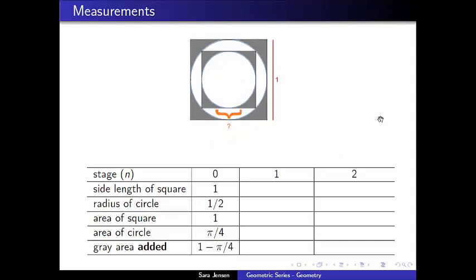Now, the process that we're going to use when we move from stage 0 to stage 1 is going to be exactly the same. We're going to need to know all of the same information: the side length of the square, the radius of the circle, and the area of the two shapes that we have added on right here. Once we have all of those variables, we'll very easily be able to determine this new gray area that's been added in this stage. But the really big question is, how do we get started? How do we determine the side length of this new square from the information that we have?